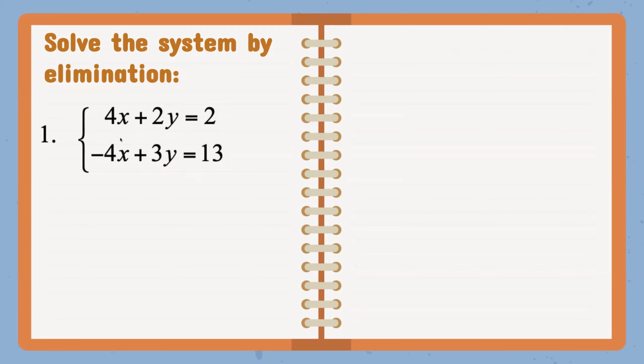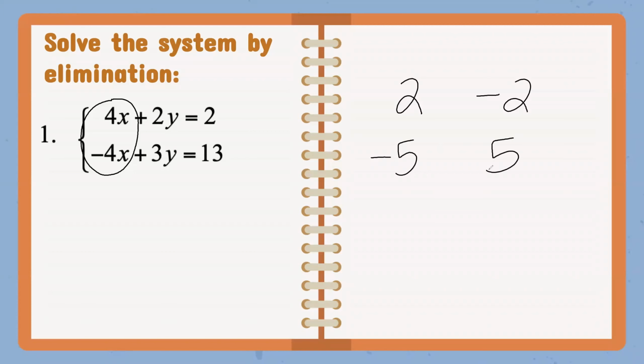We already have two opposites here. See how 4 and -4 are opposites? That's what we mean by opposites. What's the opposite of 2? -2. The opposite of -5 is 5. Okay, so that's what I mean by opposites.